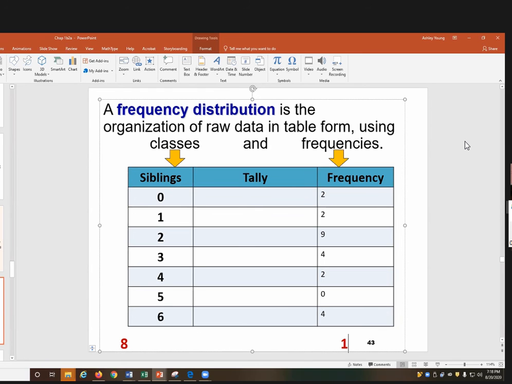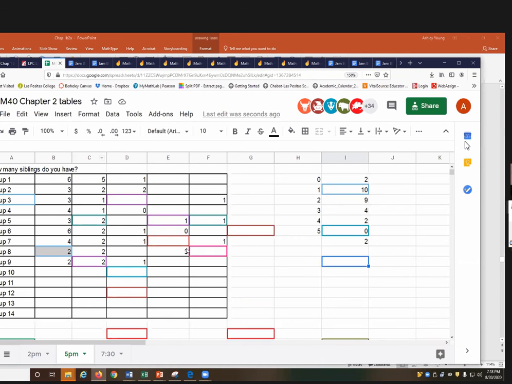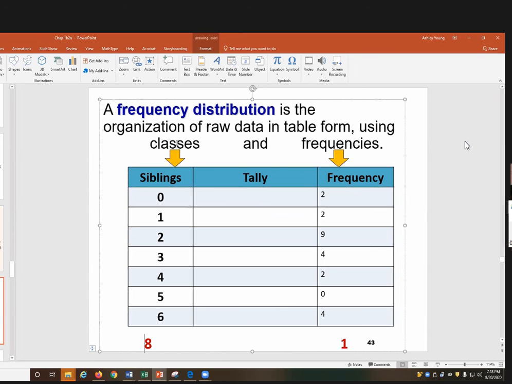All right, so this is a way of displaying my data, because reading something in raw form is just not very practical. Right? It's hard to really get a feel for the information just off of here. So we summarized into a table. We organized into classes. Classes are distinct groups. Like 0 is one class, 1 is another class. So 0 is the class of all people who have 0 siblings. 1 is the class of all people who have 1 sibling, and so forth.